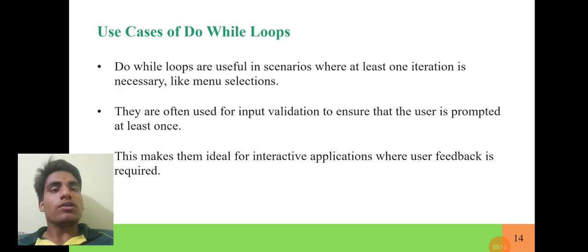Use cases of do-while loops. Do-while loops are useful in scenarios where at least one iteration is necessary, like menu selections. They are often used for input validation to ensure that the user is prompted at least once. This makes them ideal for interactive applications where user feedback is required.